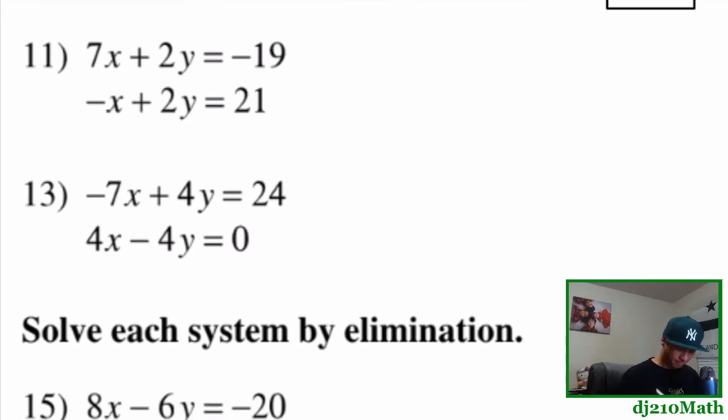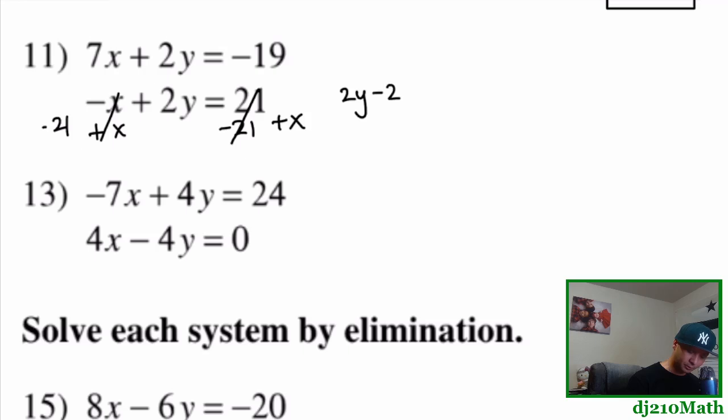Okay. Here I'm on number 11. I'm going to add x, minus 21, minus 21. Cancels, cancels. We're going to get 2y minus 21 equals x. All right, I'm going to take that and substitute that into the first equation. So 7x, in this case 2y minus 21, that's nice, plus 2y is equal to negative 19.